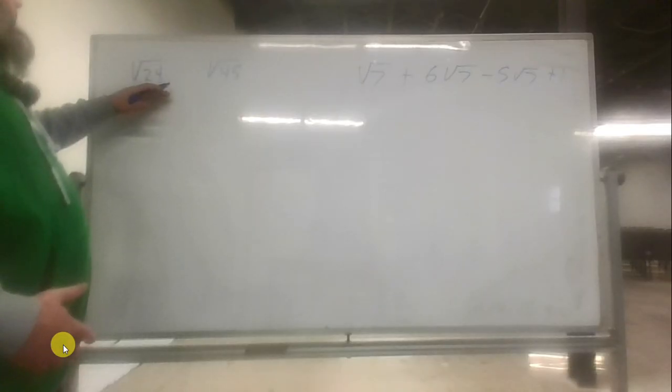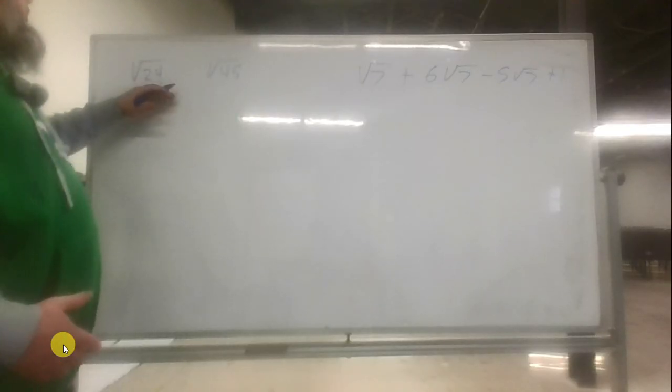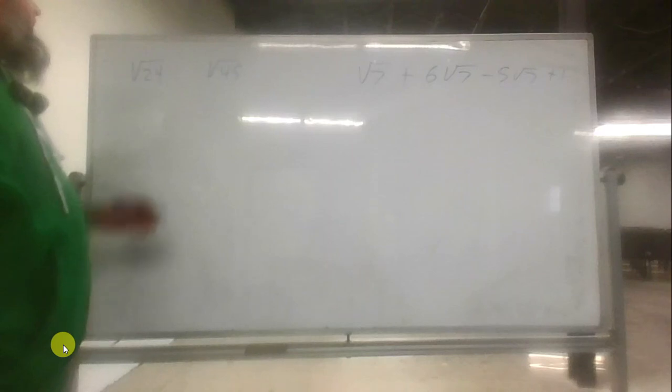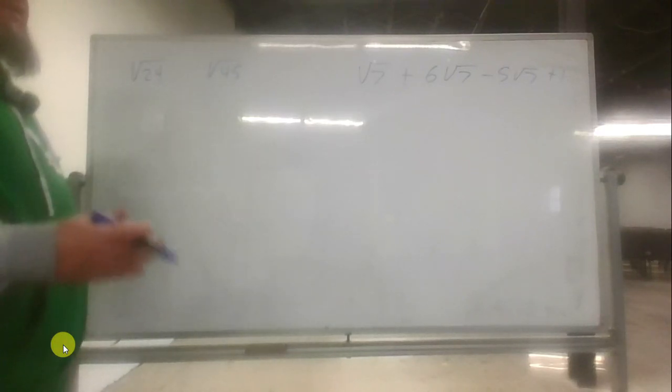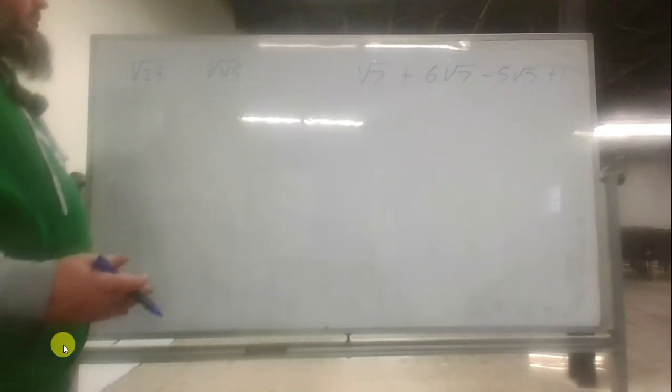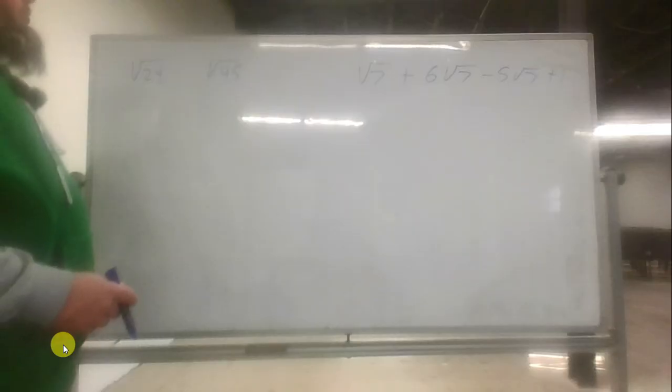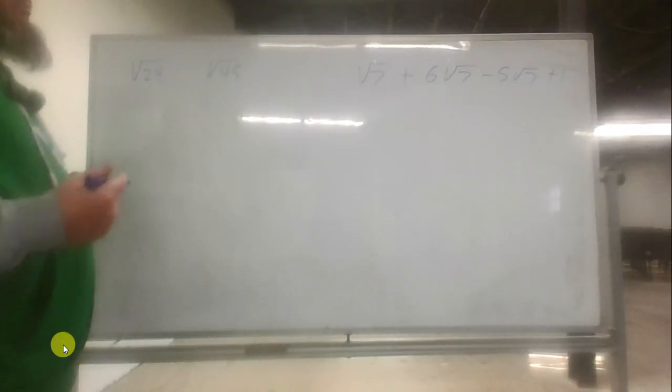So I have the square root of 24 and the square root of 45. We want to simplify these. Now, in order to simplify, you want to break it down into factors. You guys remember in the previous section we did factoring, and we did some factor trees. Well, this is what you want to do here. You want to factor, but you want to factor so that you have a perfect square.